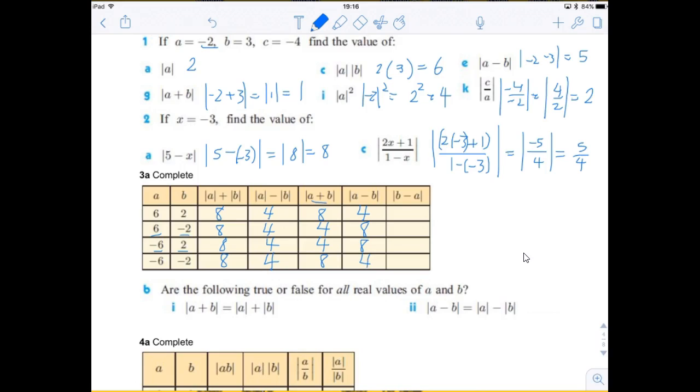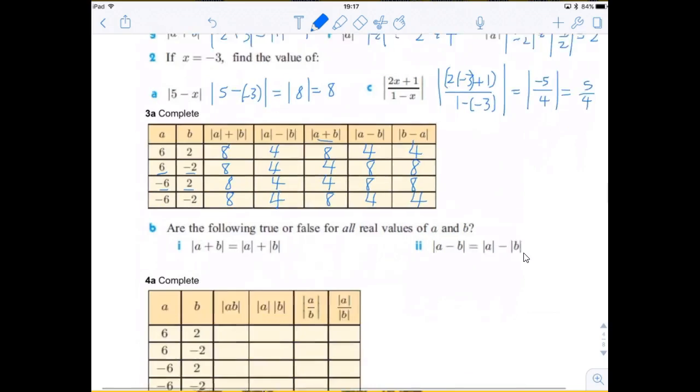2 minus 6 is negative 4. Modulus is 4. Negative 2 minus 6 is negative 8. Modulus is positive 8. 2 minus a negative 6 is 2 plus 6, which is 8. And the modulus is 8. Negative 2 minus a negative 6 is negative 2 plus 6, which is 4. Absolute value is 4.